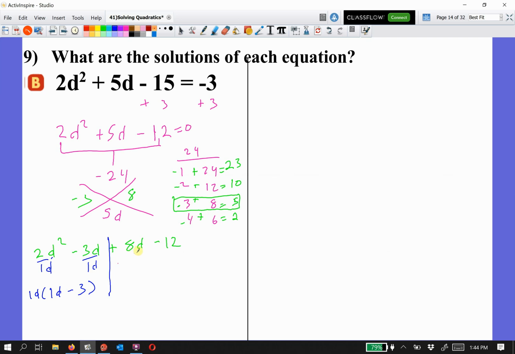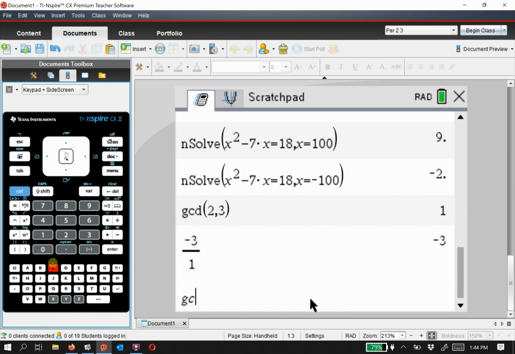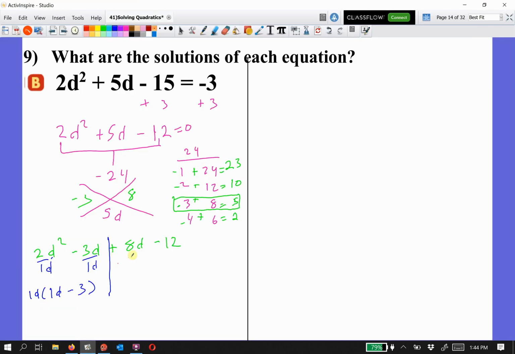Okay. Now, 8 and 12. GCD, parentheses, 8, comma, 12. That's a 4. Okay, 4. D, no D, so it's only going to be 4. So we have 8 divided by 4 is 2. If you do not know, please use your calculator. Negative 12 divided by a positive 4 is going to be a negative 3.